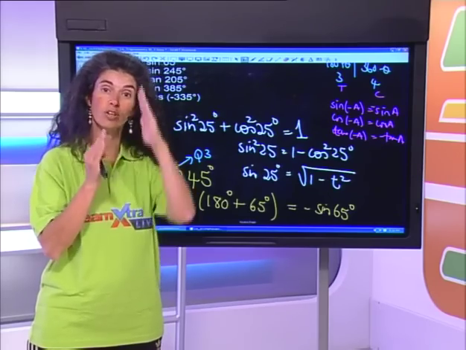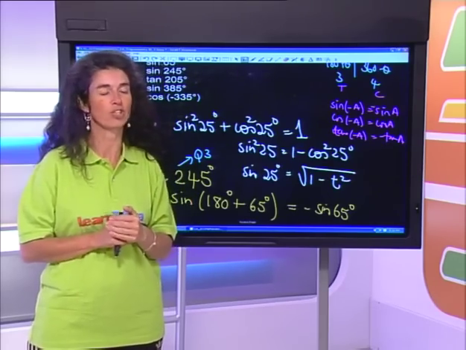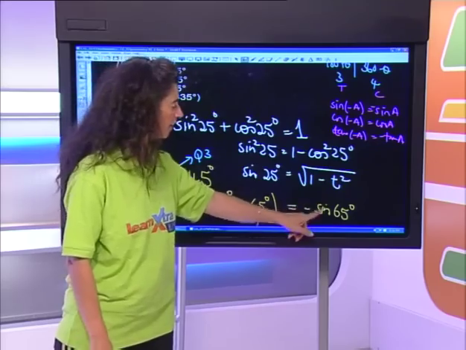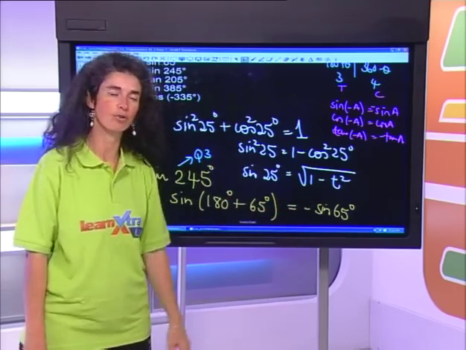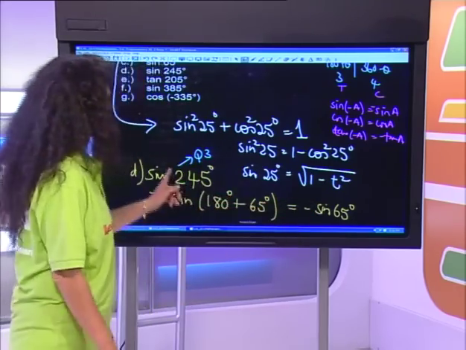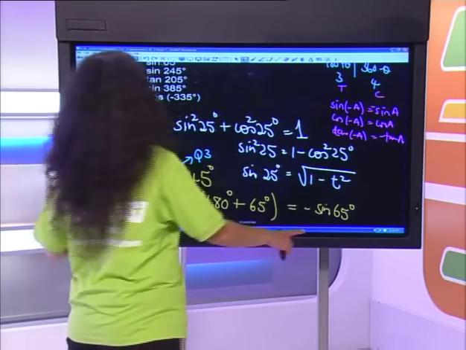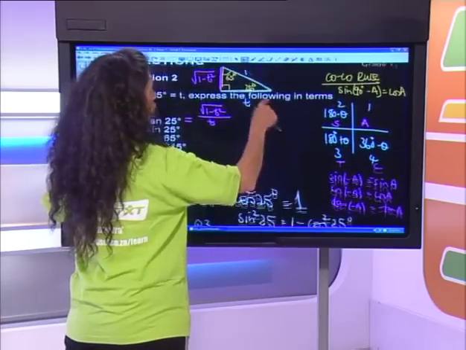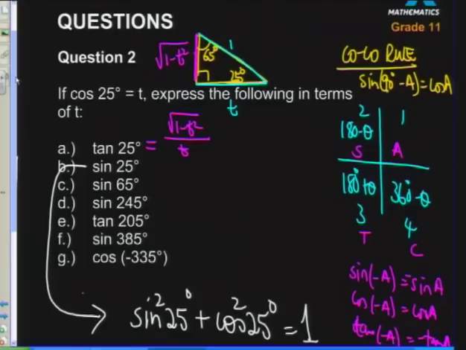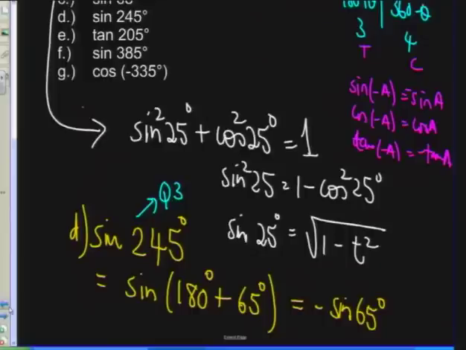Every single ratio in quadrant 1 will be a positive ratio. So if I put in a negative, it means I am taking the additive inverse of that ratio, which is what I'm saying sine of 245 equals. So that would be negative sine 65. And I can now go back to my picture and say, well, sine 65 I've already got. It's t over 1. So therefore, this must be negative t.